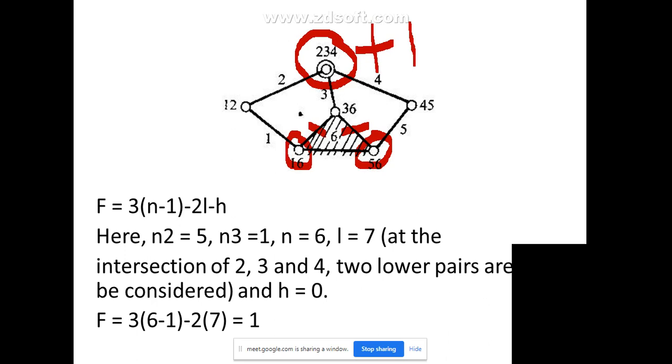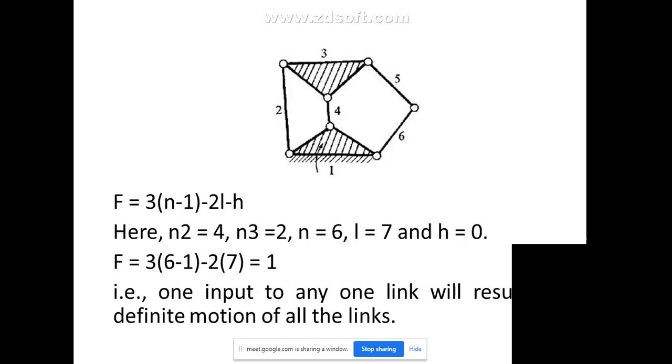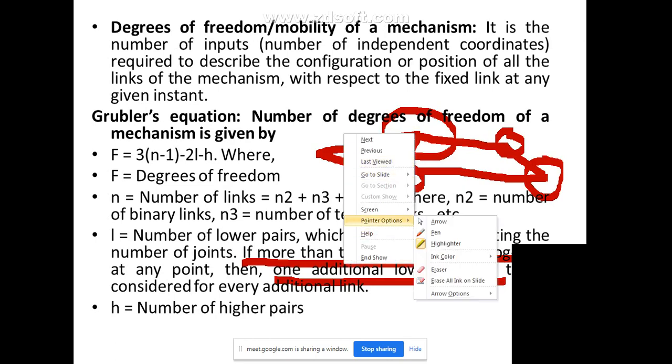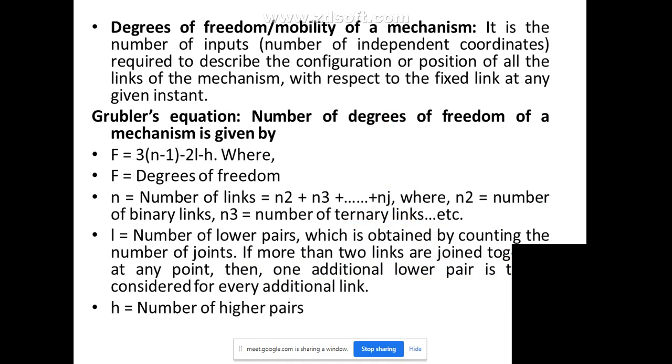Sir, you told that when more than 2 links are joining at a point, we will add one more, sir. What is the reason behind this, sir? Why should we consider like that only, sir? Why considering, means Grubler's criteria has mentioned like that, it's not anyone's lookout. So it is derived from Grubler's criteria only, you can see here. They have mentioned that you have to follow this rule. This is the universal rule proposed by Grubler only.